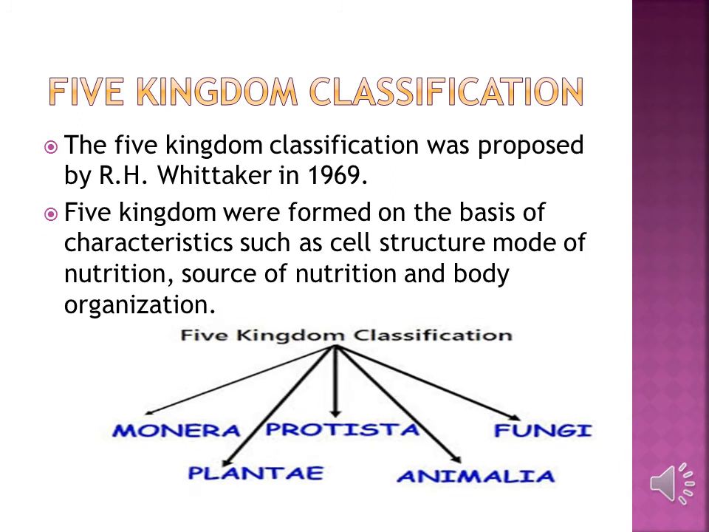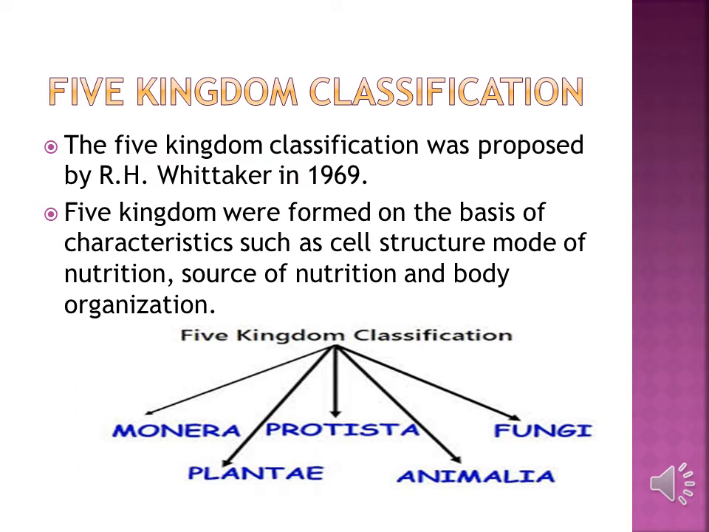Now let's move on to the next topic, which is the five kingdom classification. The system of assembling organisms into groups or sets on the basis of likenesses and variances is called classification. It simplifies the study of a wide variety of organisms in a very systematic manner. R.H. Whittaker proposed the five kingdom classification in 1969.